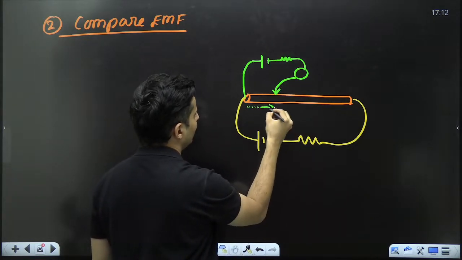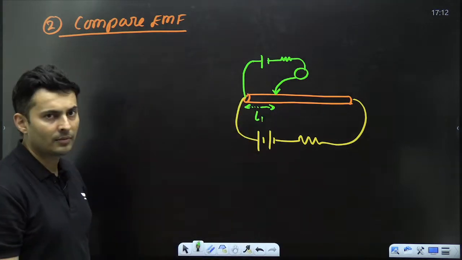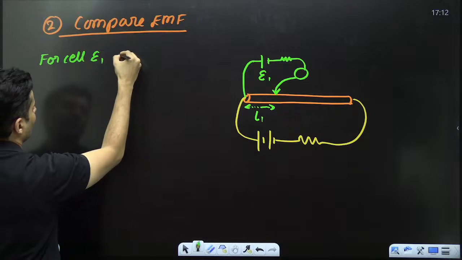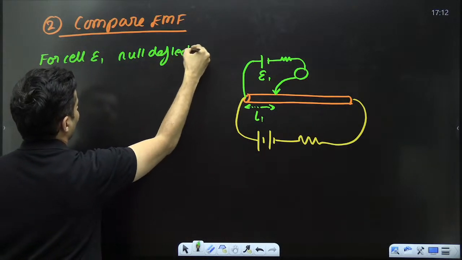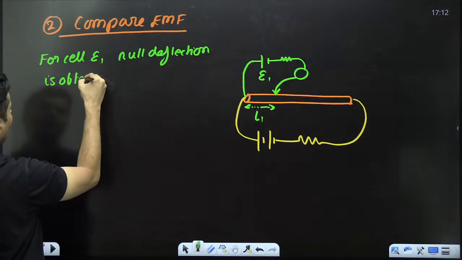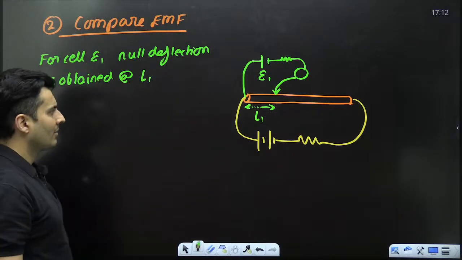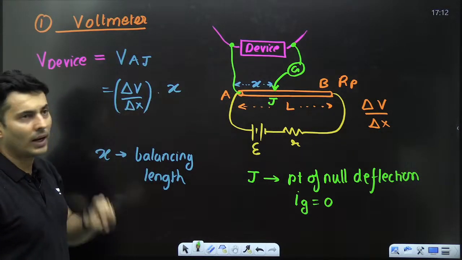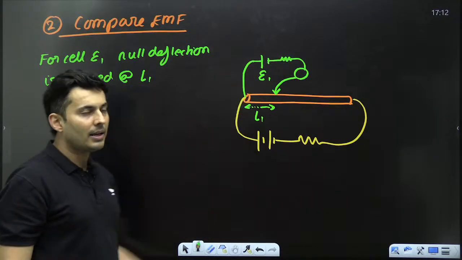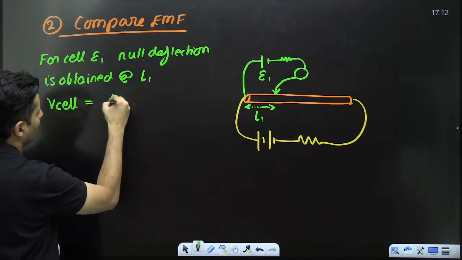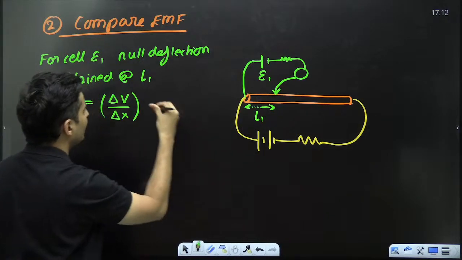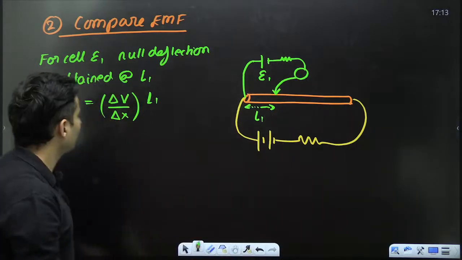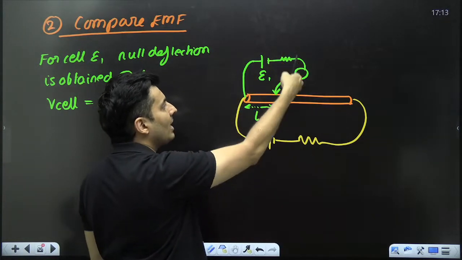So let's say this length is L1. You get null deflection at L1 for EMF 1. For cell E1, the null deflection is obtained at a distance of L1. Now using the previous formula only, the voltage across the device is the potential gradient into X. So the voltage across this cell will be the potential gradient delta V by delta X into this distance, which is basically L1. Because actually no current will flow, the terminal voltage will be the EMF. The voltage across the cell will be E. There will be no IR because I itself is 0.